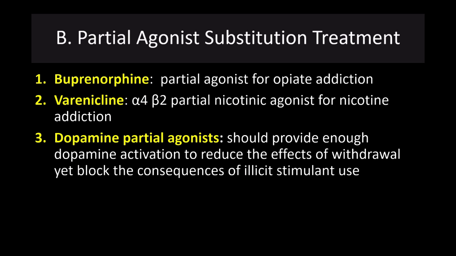So partial agonist substitution treatment is what I was just alluding to. Buprenorphine is a partial agonist for opiate addiction, combined with naloxone. It's often called Subutex, which is a really terrific treatment. And we'll talk about buprenorphine, naloxone combinations as a great treatment for opiate addiction when we get to talking about opiates. Varenicline, as I was just saying, is an alpha-4 beta-2 partial nicotinic agonist.